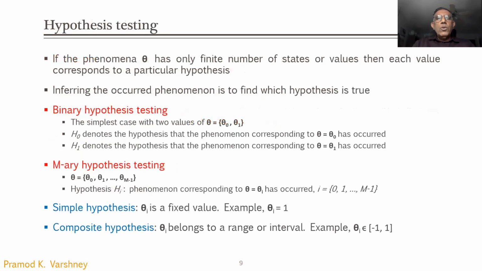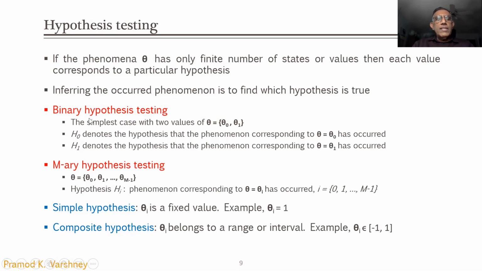So this can be formulated as a hypothesis testing problem. Essentially, if you have a phenomenon, theta, it can take a finite number of values, or it could be in a finite number of states, and each value corresponds to a particular hypothesis. So maybe if we have two values, 0 and 1, they could correspond to H sub 0, hypothesis 0, and hypothesis 1. And the idea is that after receiving an observation, you want to determine which of these hypotheses is true.